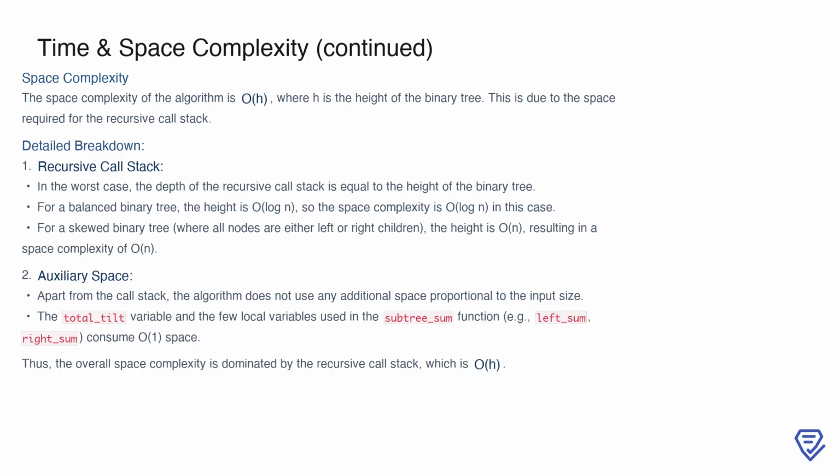Apart from the call stack, the algorithm uses minimal additional space. Variables like total_tilt, left_sum, and right_sum require only constant space, or O(1). Therefore, the overall space complexity is dictated by the height of the tree, making it O(h).